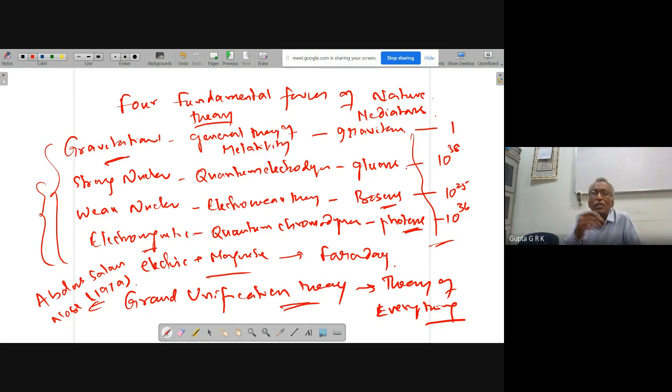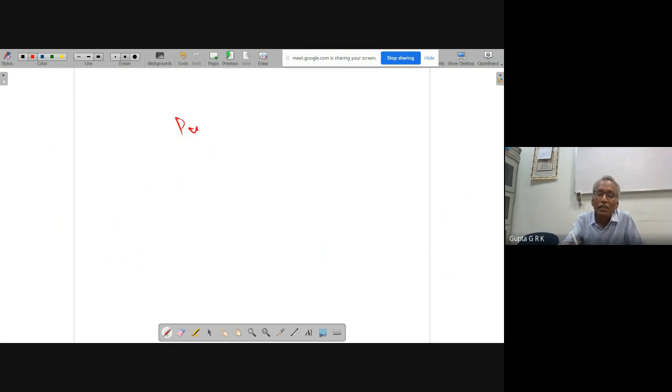So for this only, they use what are called particle accelerators. You might have come across this name of particle accelerators and particle colliders.